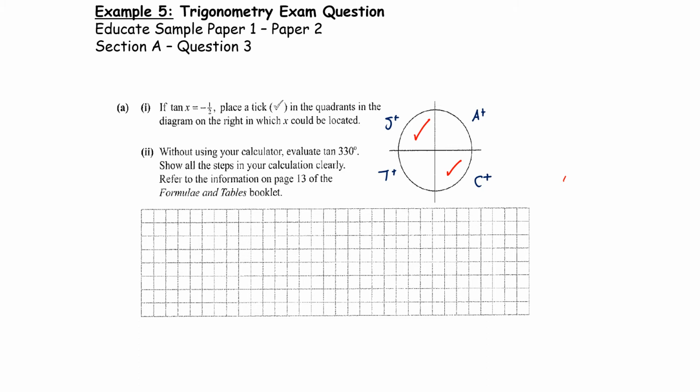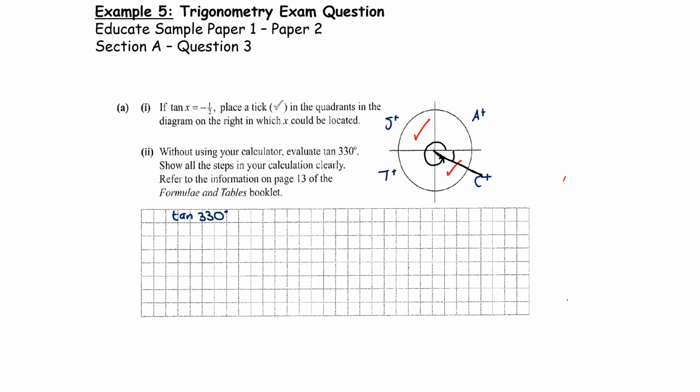Without using your calculator, evaluate tan of 330 degrees. So if we take a look at this diagram that they gave us, 330 would be somewhere in around here. Okay, so there's my 330 degrees. That would leave me with a reference angle here of 30 degrees.